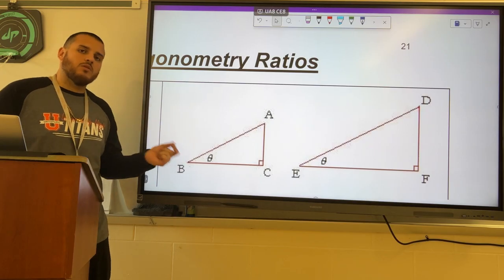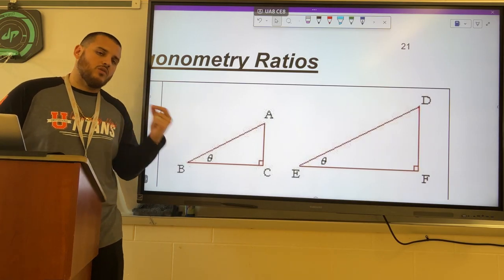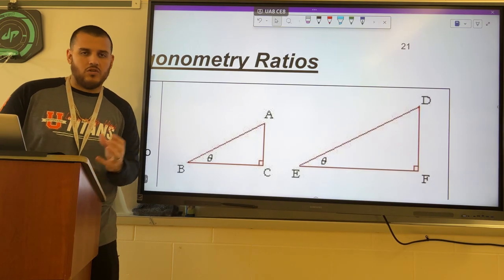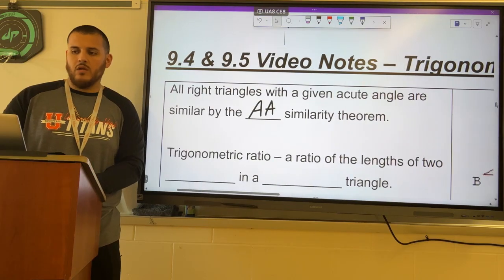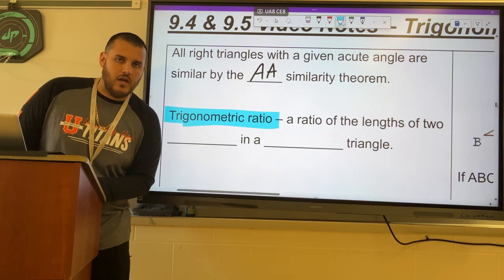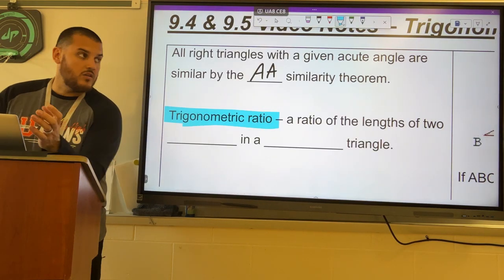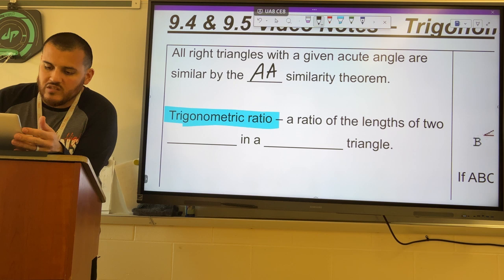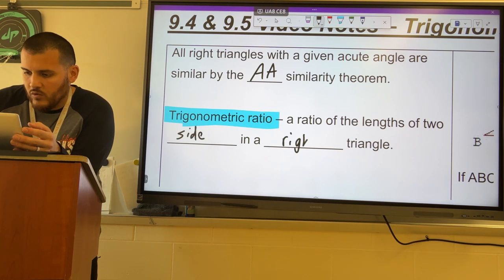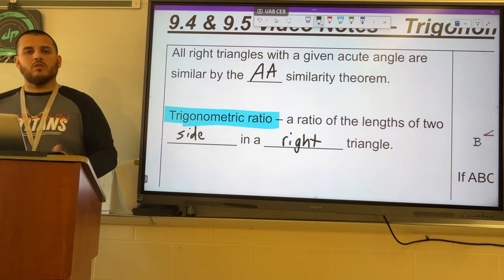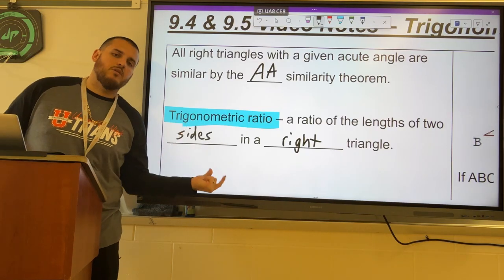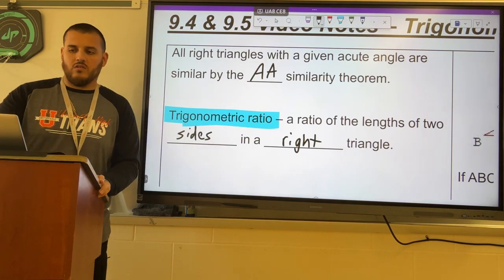Okay, and with similar right triangles, we're going to have a bunch of ratios of corresponding pieces. And those ratios are really what trigonometry all boils down to. So we're going to be learning today how to master writing these trigonometry ratios. In order to do this, we're going to be using two sides of a right triangle. So again, we're dealing with right triangles only that are similar by the angle-angle theorem, and we're going to be writing ratios by using side measurements that exist on those right triangles.